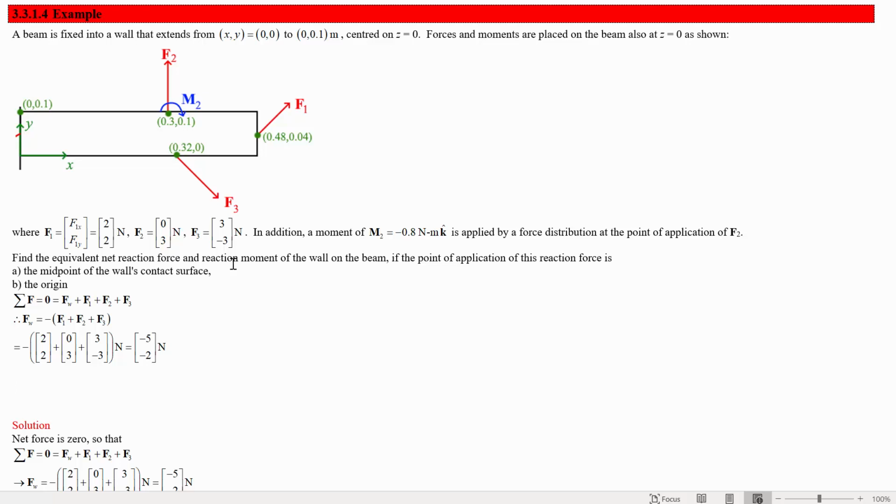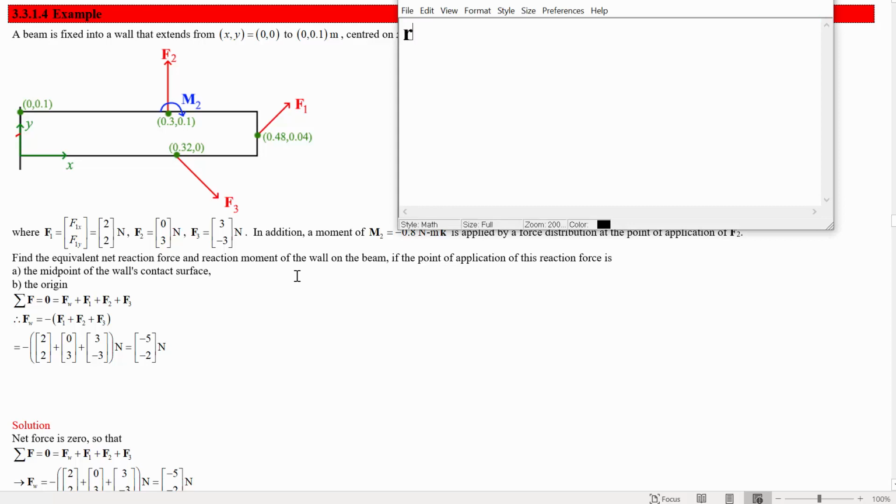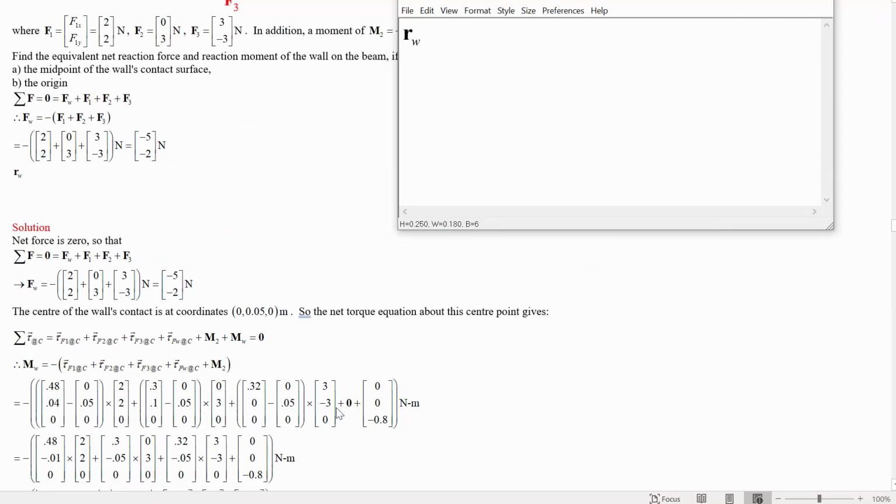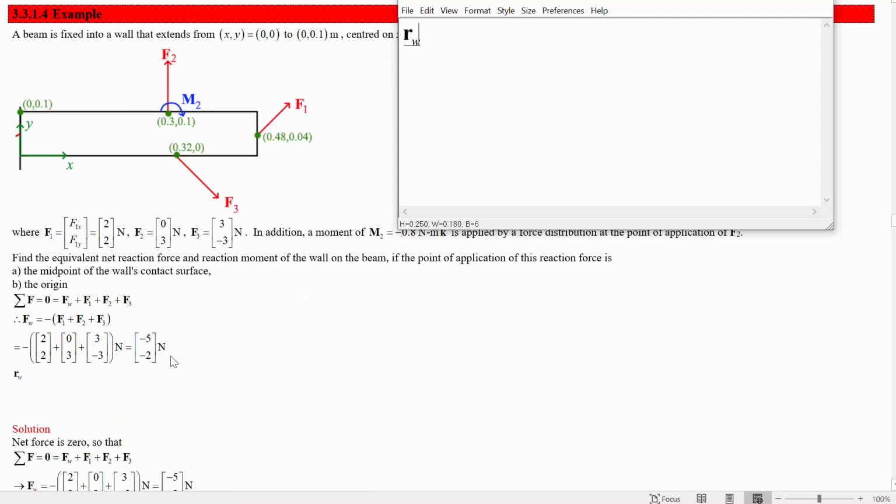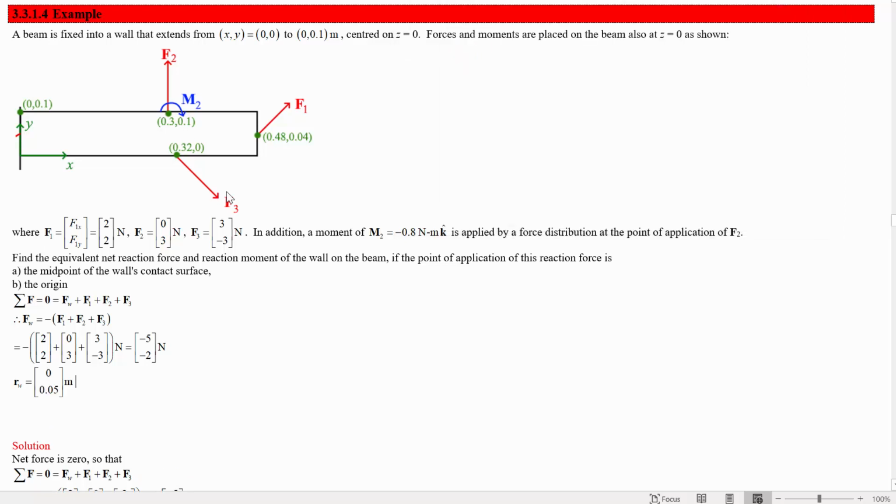Right. Okay, what about the net torque? We're going to say first that the wall has a reaction force at the midpoint of this contact surface, which is at location RW. I think I was calling it RW in this one down here. Oh, maybe not. I didn't give it a name. Okay, let's call it RW, the location for the wall's reaction force. So RW is equal to 0 and 0.05 in meters.